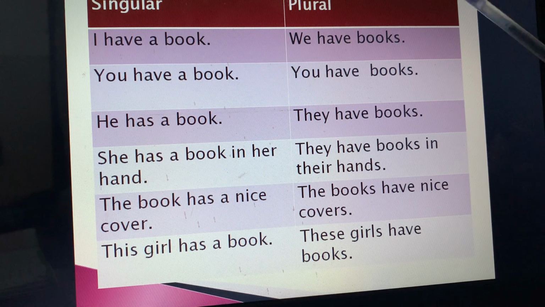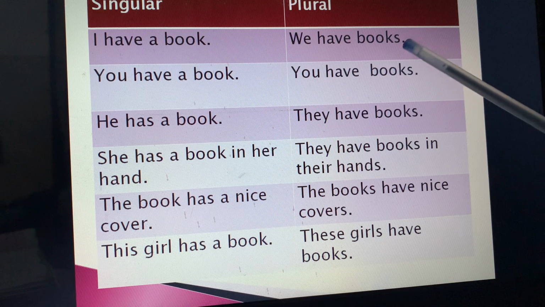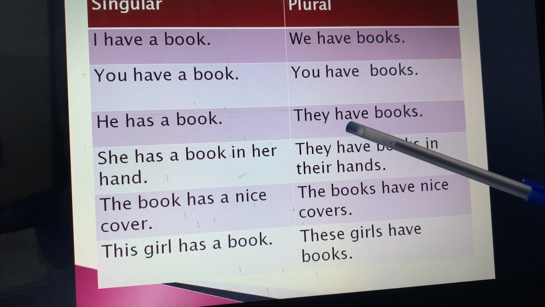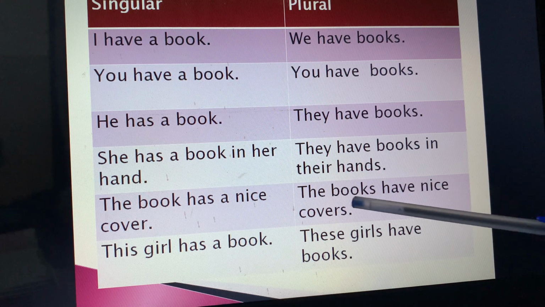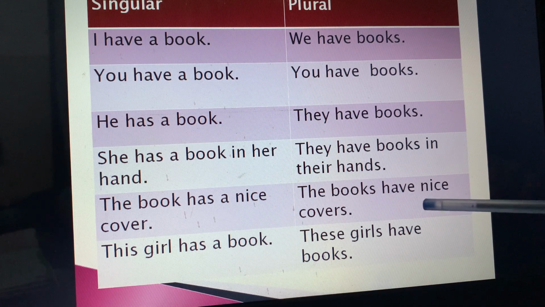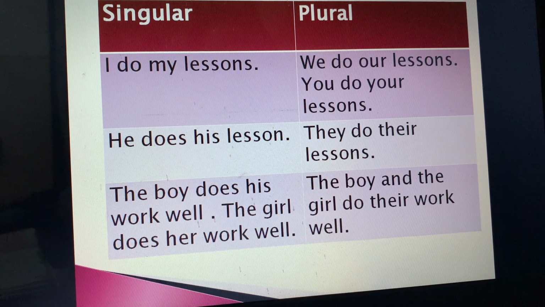Over here, we is the plural pronoun. We have books. You have books. They have. They is again plural. The books is already plural. They have the books. The books have nice covers. These girls have books. I hope you are getting it.